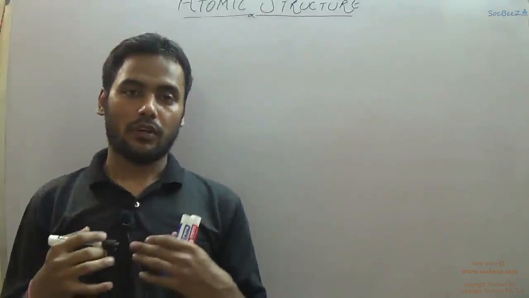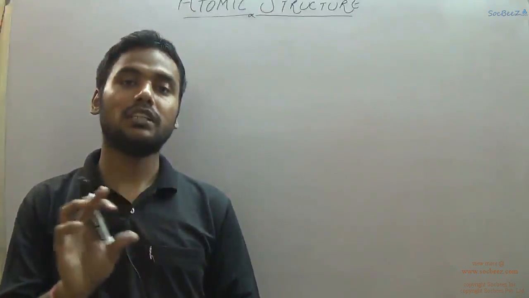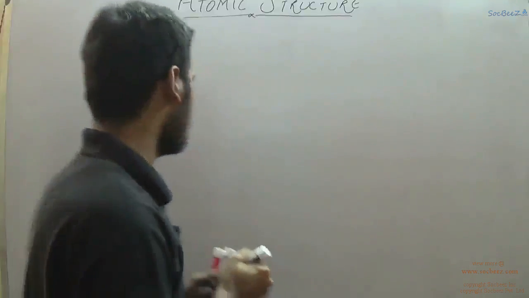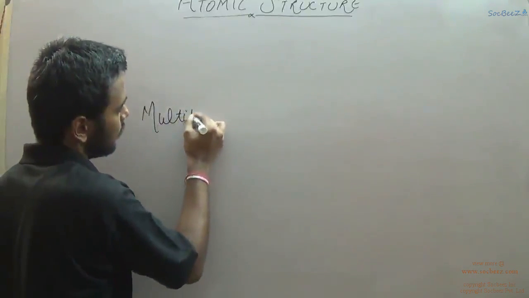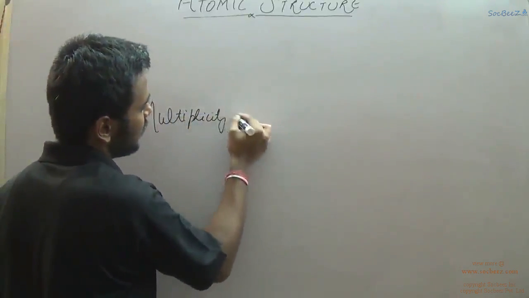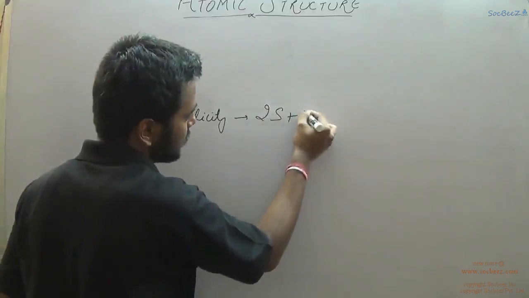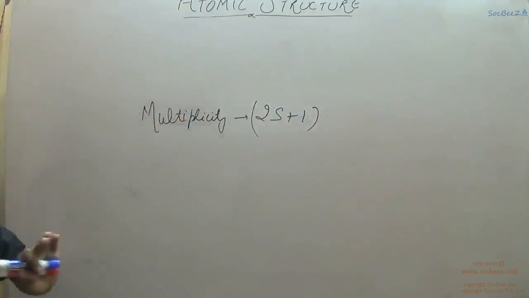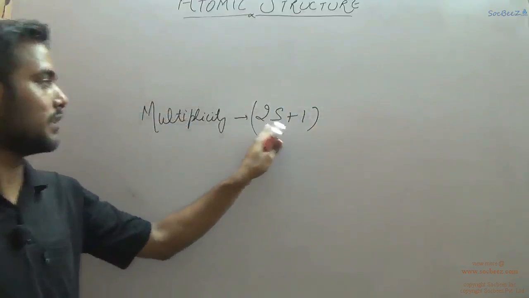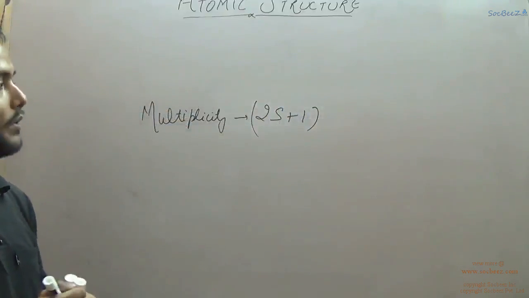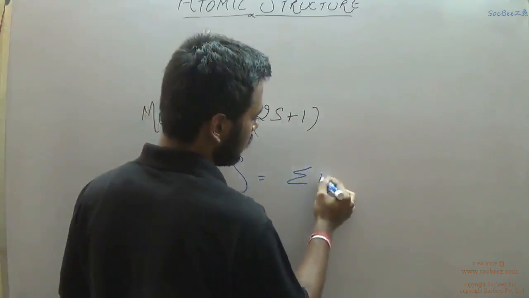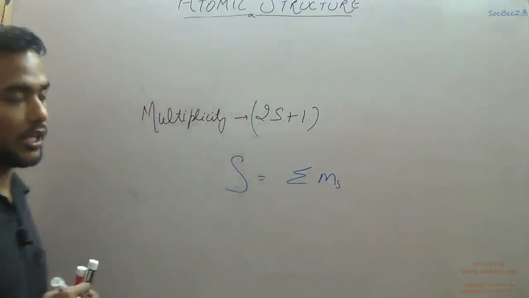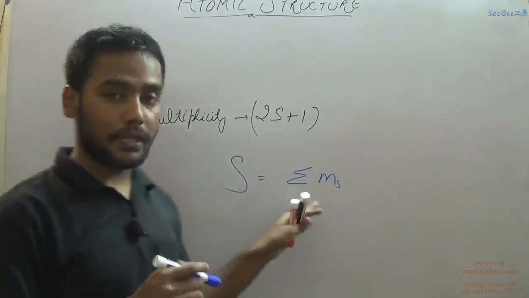Okay, so before explaining this, I would like to tell you what maximum multiplicity means. The multiplicity here is actually the formula 2S plus 1. You do not need to know what capital S is in detail, but in simple terms, capital S is nothing but the summation of all Ms. That is the spins.